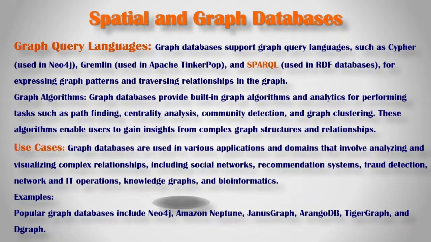Graph query languages. Graph databases support graph query languages, such as Cypher, used in Neo4j, Gremlin, used in Apache TinkerPop, and SPARQL, used in RDF databases, for expressing graph patterns and traversing relationships in the graph.